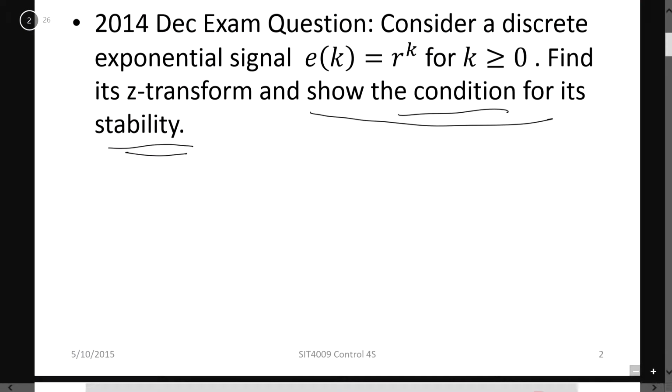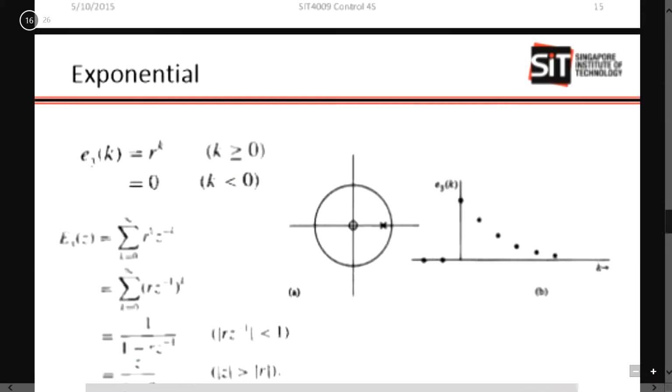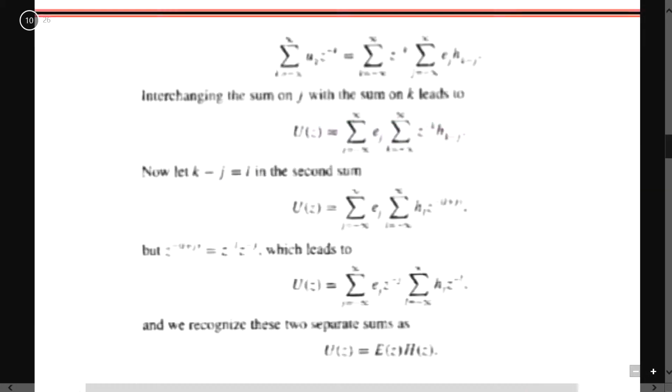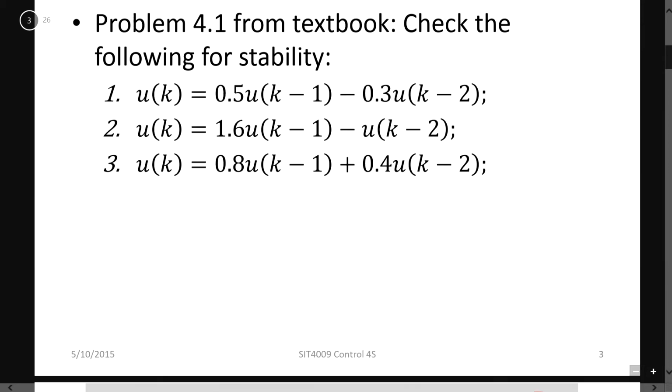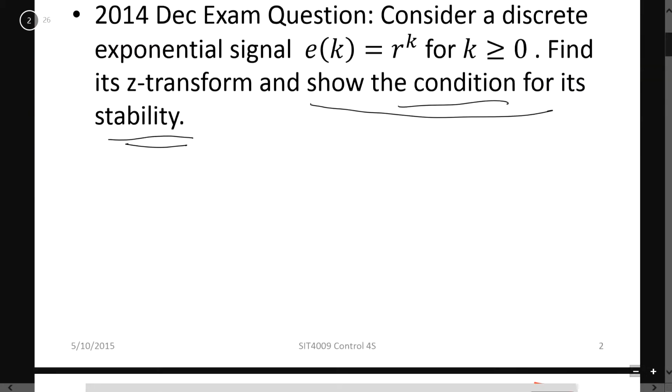After knowing all this, I think we are ready to look at all the slides over here. So I'll just compile everything within this video. Hopefully, because you already know all the concepts, it makes things easier to convey. Let's start. We have an exponential signal e(k) = r^k.